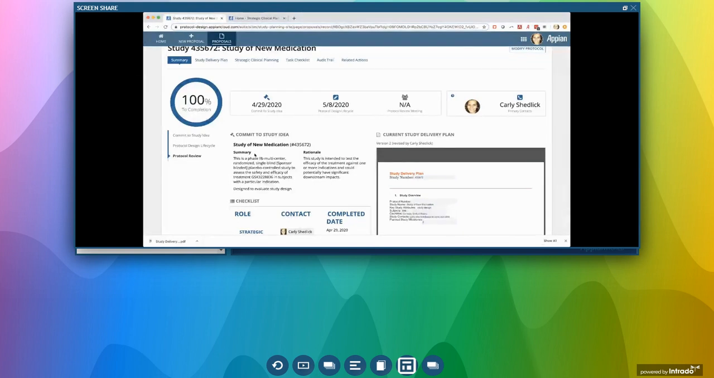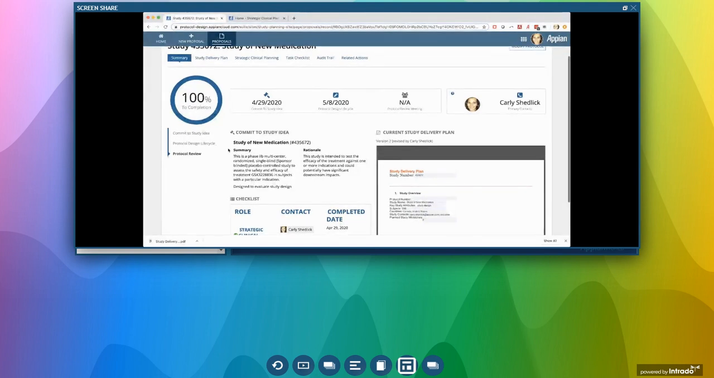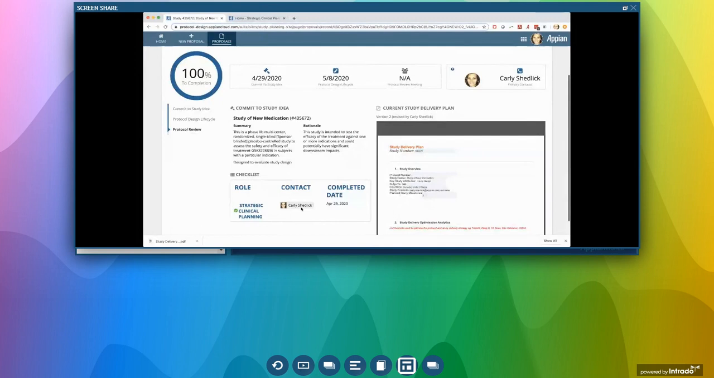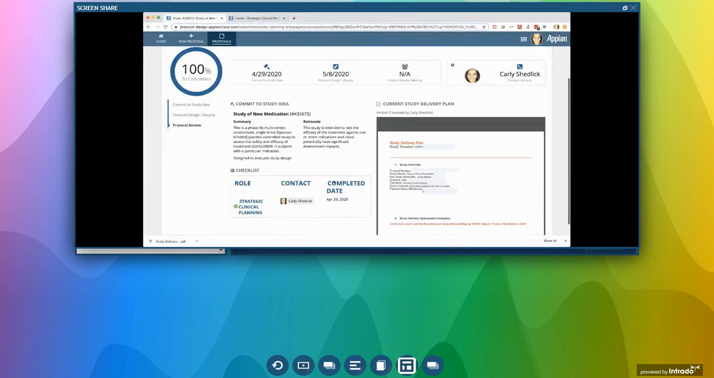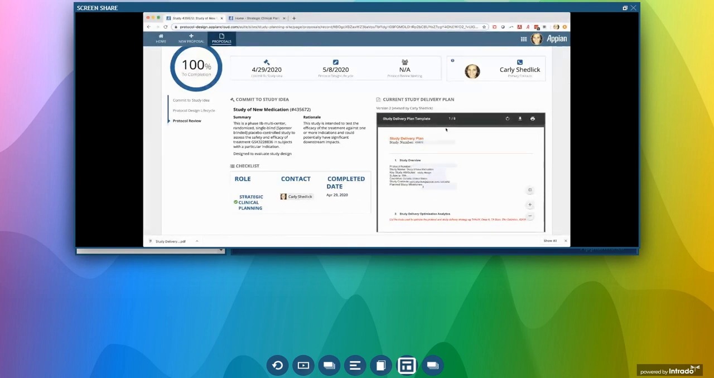I can view the background of it. I can view who created what, when this information was done, as well as the associated document that was created automatically, and have that full audit trail of versioning as well, seeing what version we're on, who made those changes, and having that full comprehensive view.